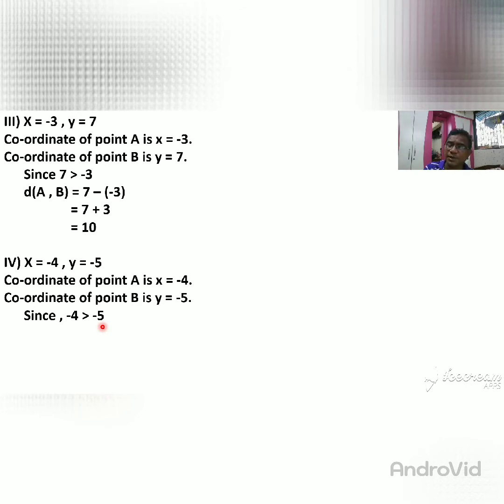So the bigger number, minus 4, is the one that is subtracted from. So distance A comma B. Distance A comma B means the distance between point A and point B. So distance A comma B is equal to A's coordinate, minus 4.